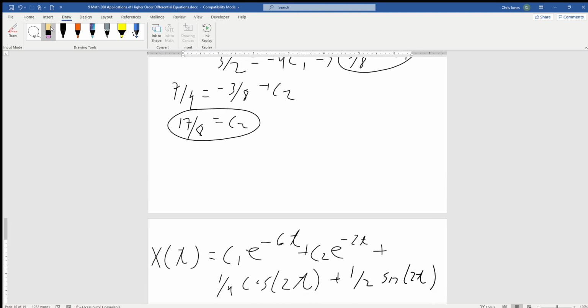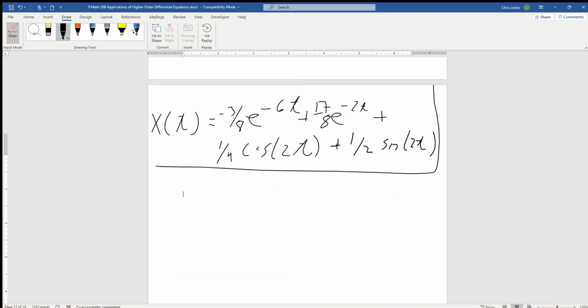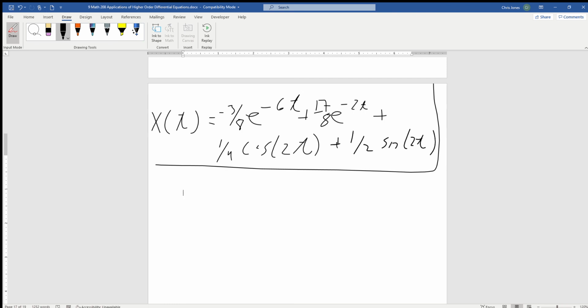C1 is -3/8, and C2 is 17/8. So we get -3/8 e to the -6t, and then 17/8 e to the -2t. Alright, so that's our equation of motion, finally. And then from here, what we'd like to do is graph those. We also have to identify the transient solution as well as the steady state.